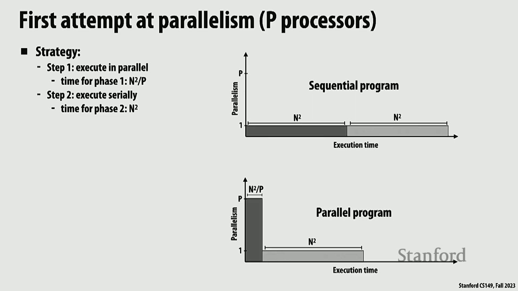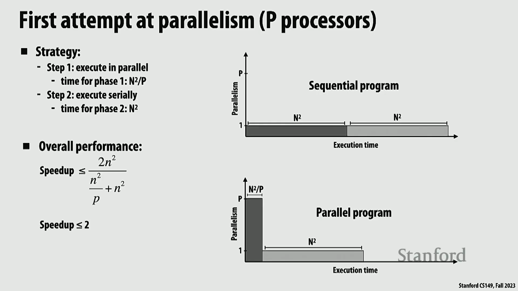What's my speed up? I perfectly parallelized the first part of the program, didn't touch the back half, but my speed up is what? In the limit, let's say as n is huge. It's twice, right? So what is my overall performance? Well, it used to be 2n squared, and now it's n squared over P plus n squared. And in the limit, that's going to be bounded by 2. Right? So half my program remains sequential.